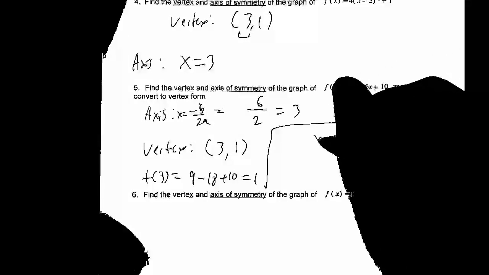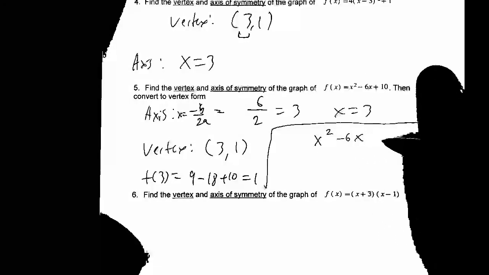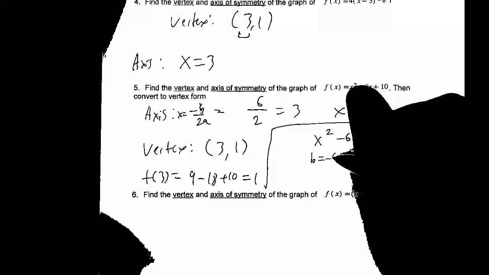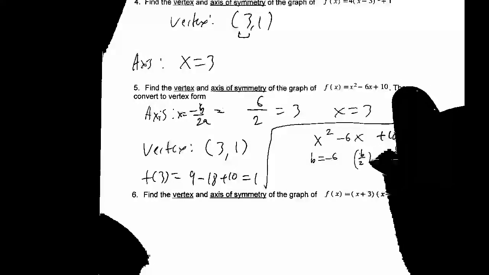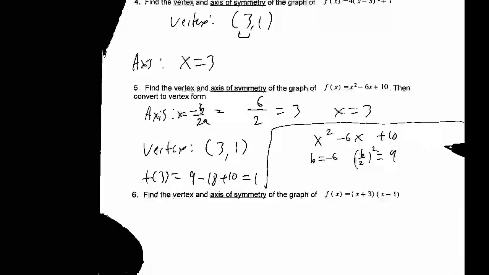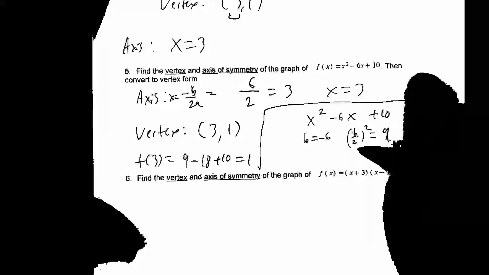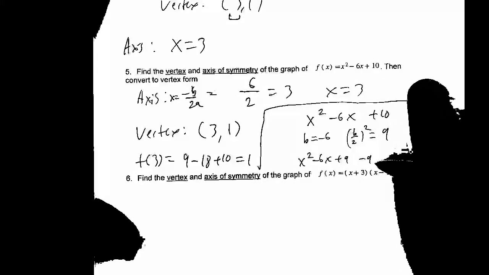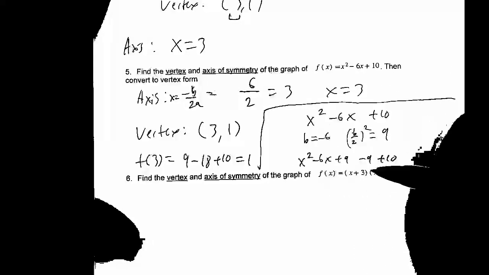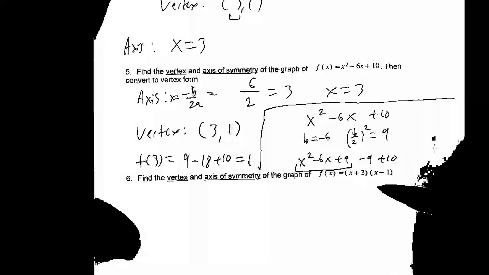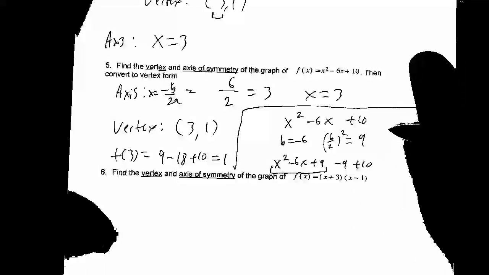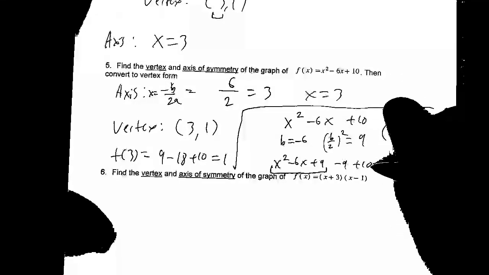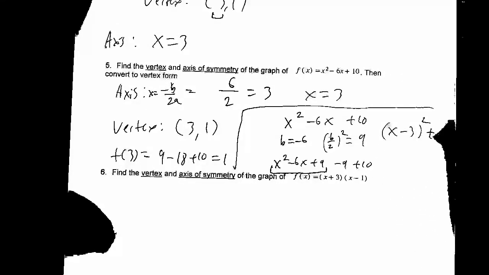We have x squared minus 6x plus 10. B equals negative 6. (B over 2) squared equals 9. We're going to add and subtract that. We're going to get x squared minus 6x plus 9 minus 9 plus 10. We're going to factor this right here, which is just (x minus 3) squared. And then negative 9 plus 10 is 1.